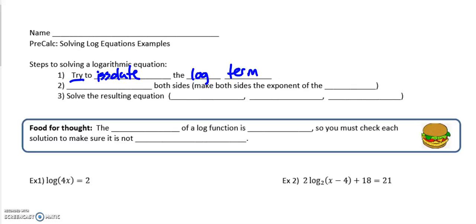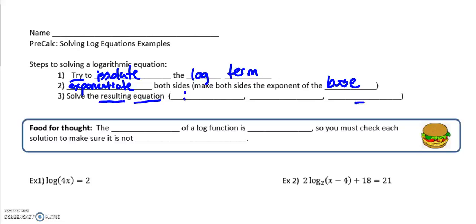Second step, it's probably the weird one, new word. We're going to try to exponentiate. E-X-P-O-N-E-N-T-I-A-T-E. We're going to exponentiate both sides, which pretty much just means make both sides the exponent of the base, because then we can get them to reduce. And lastly, we're going to solve whatever the resulting equation happens to be.